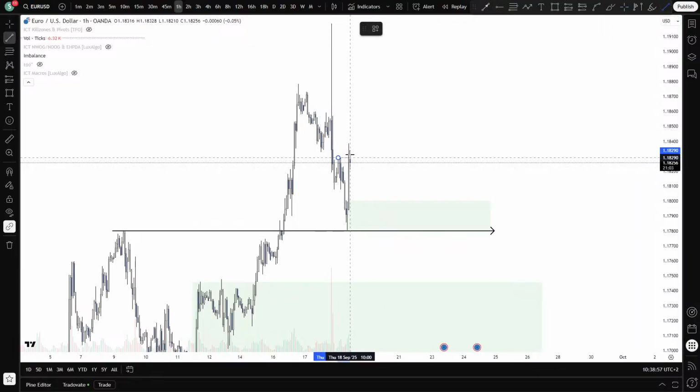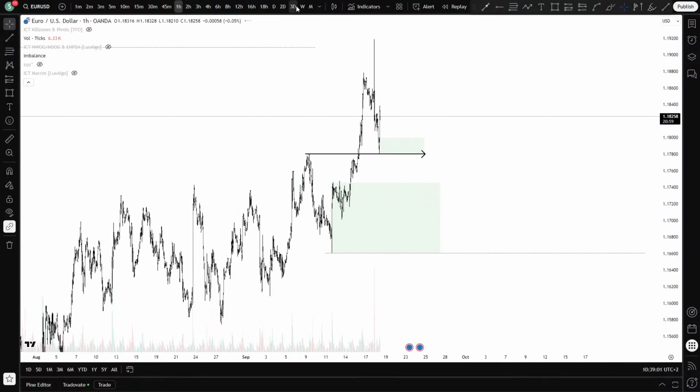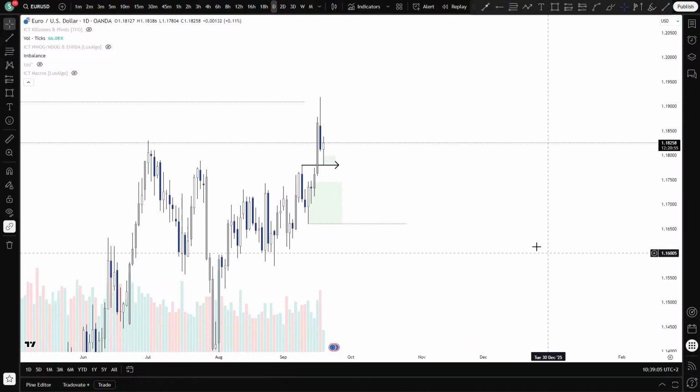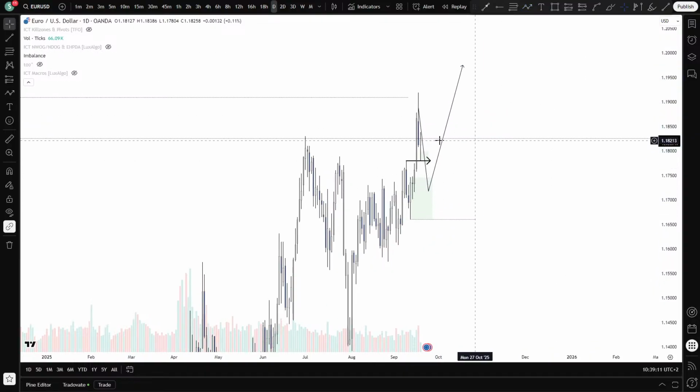Yeah, so euro dollar on the higher time frame, your daily low to hold is this one. So to continue your trend on the daily, we can maybe see a tap into this demand and continue the move if this isn't enough.